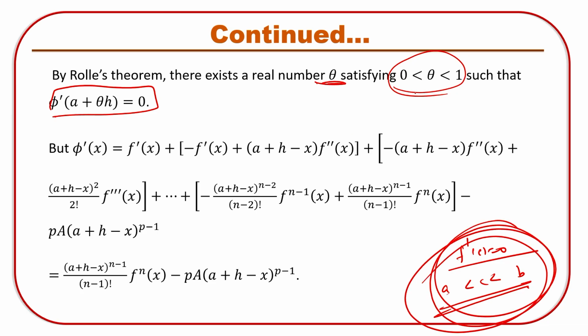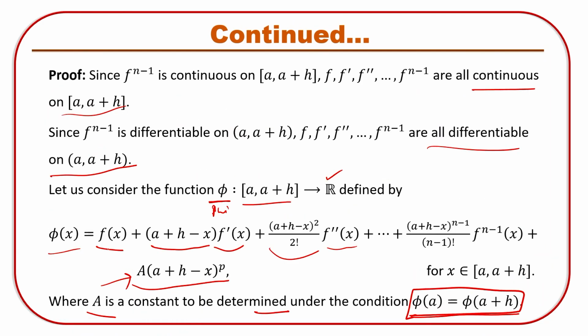So, here we had manipulated that if theta lies between 0 and 1, then phi dash of a plus theta h must exist, must hold. And phi dash of x has been constructed in such a way, f of x plus f dash of x times (a plus h minus x), and so on. So phi dash of x becomes f dash of x, and here this will become minus 1 into f double dash of x, and this will become f triple dash of x and so on.